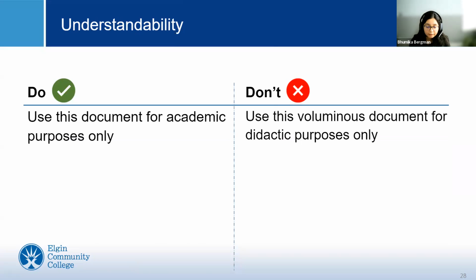For example, the example on the left that says use this document for academic purposes only is much more understandable than example on the right, which says use this voluminous document for didactic purposes only. They are conveying the same meaning, but the example on the left is much more understandable.